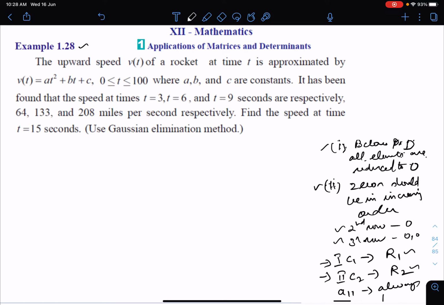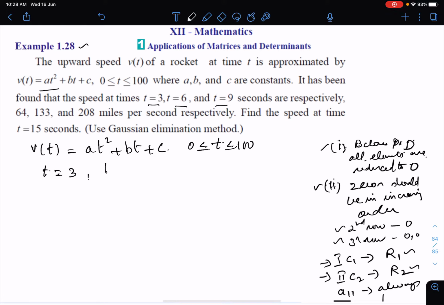The upward speed v of t of a rocket at a time t is approximated by the equation v of t equal to at square plus bt plus c, where t is less than or equal to 100, and a, b and c are constants. It has been found that the speed at time t equal to 3, t equal to 6 and t equal to 9 are respectively 64, 133, 208 miles per second. We'll give this as equation 1.